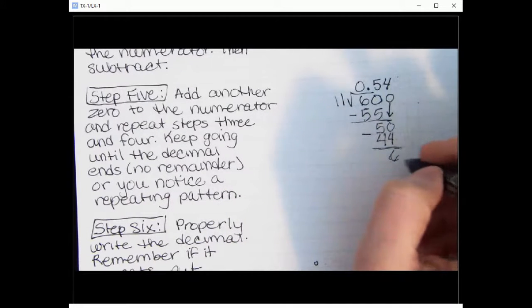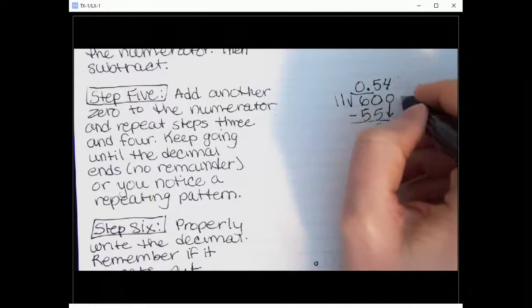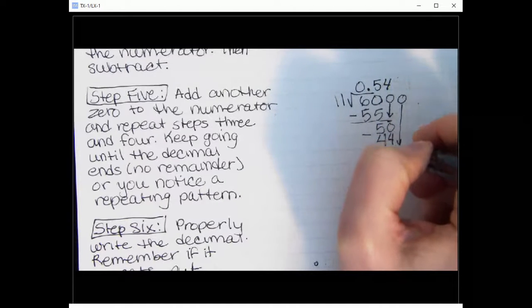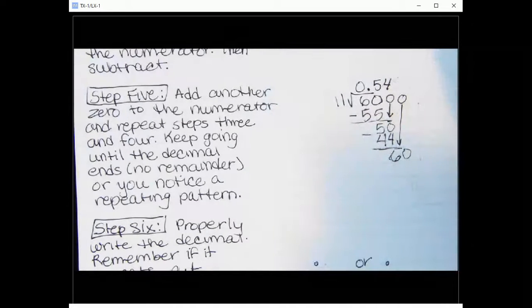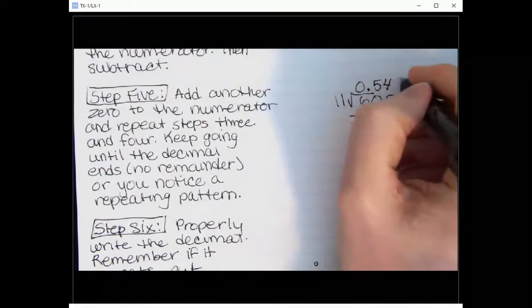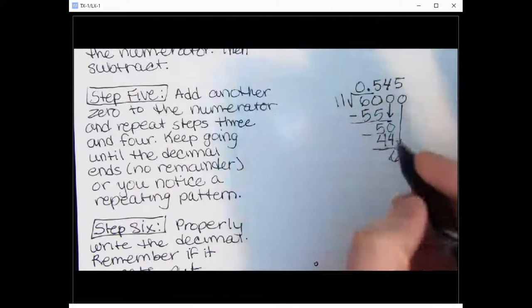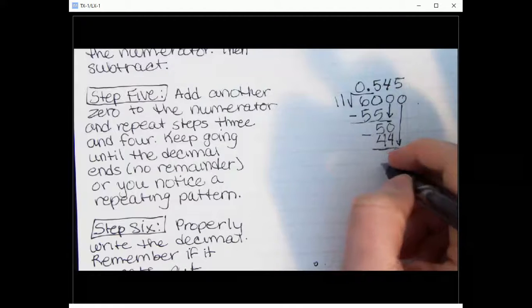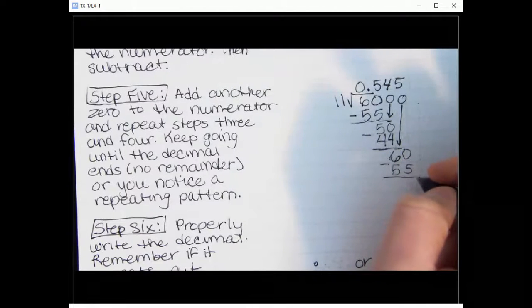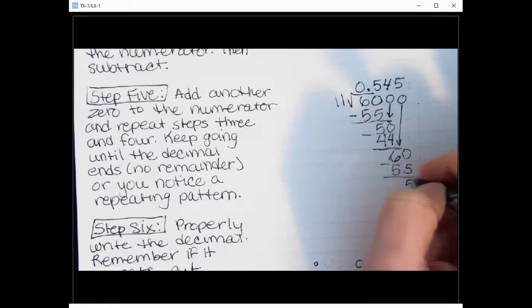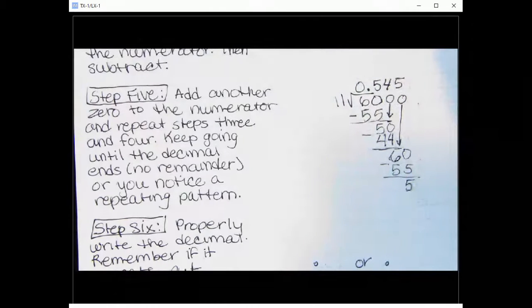Okay, I still have a remainder, so I'm going to repeat that step again. I'm going to add another 0 and bring it down. How many times can 11 go into 60 without going over? Well, we did that already, and we know that it is 5. 5 times 11 is 55. Subtract them again, and we are left with 5. So hopefully now you can start seeing a pattern. Every time that I add a 0, I'm going to have to try to reach 50 or 60. I am going to do that one more time just to make sure.